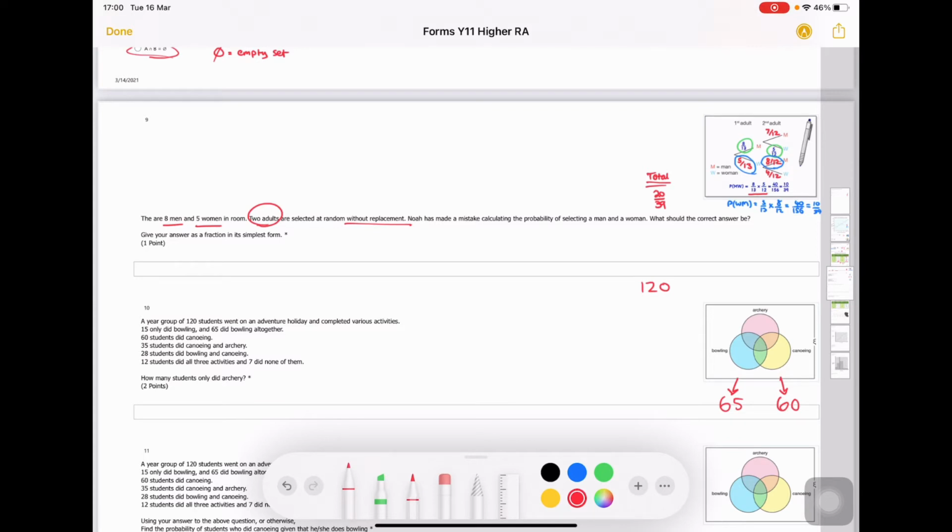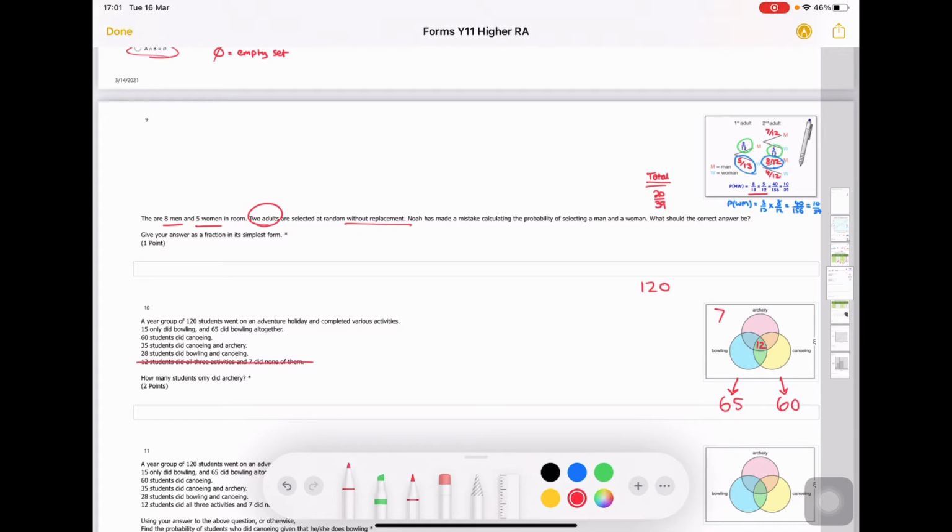Okay, so this is very clear. Actually, we'll leave that as well. 35 did canoeing, 28 did bowling and canoeing, 12 did all 3, and 7 did none of them. Okay, we'll start off there. 7 did none of them, and 12 did all 3. So now I'm going to cross this out.